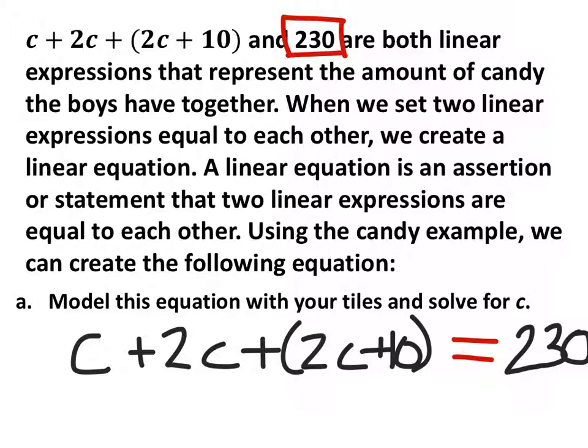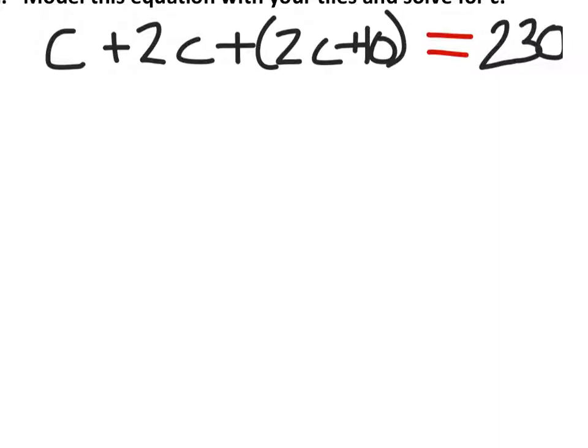Now it says to model this equation with your tiles. We're not going to do that right now because drawing 230 tiles is not really what I had in mind today. But we can solve this. All right, good luck.